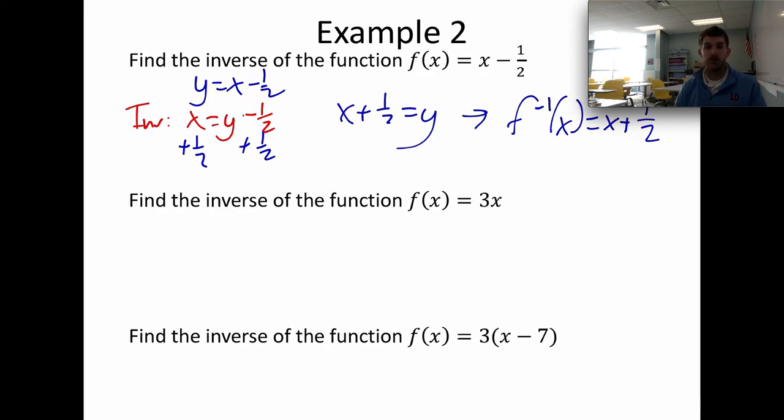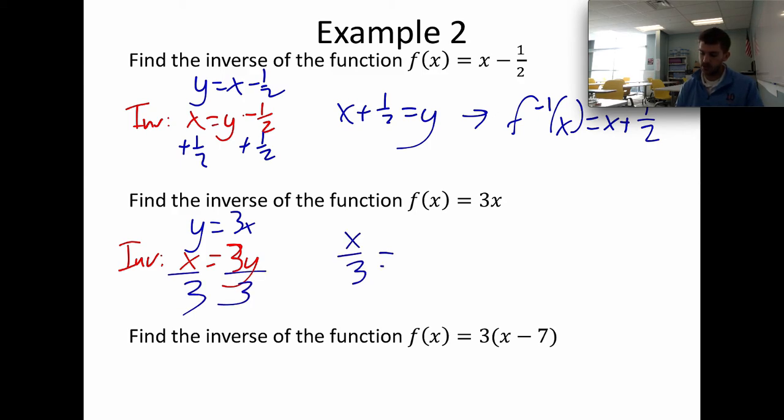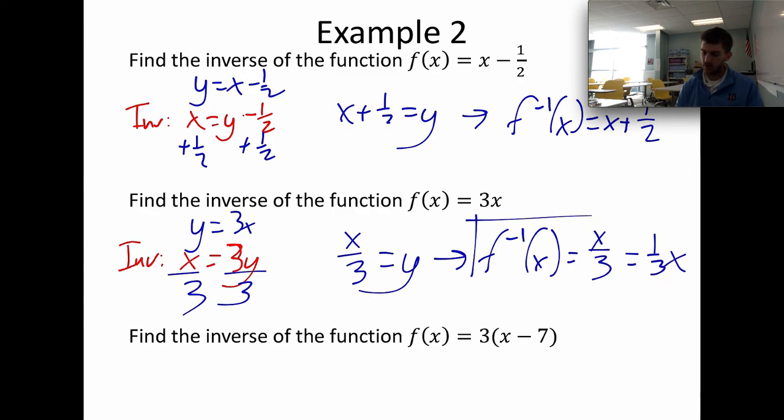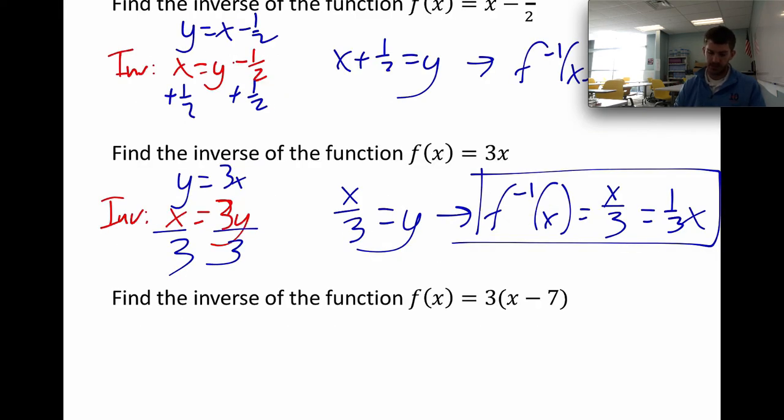Similarly on the next one, if you want to try this one on your own, you can pause the video. But I'm going to start by rewriting it as y equals 3x. And again, for the inverse, we just swap the x and the y. So we have x equals 3y. This one's going to be pretty quick and easy to solve for y. We're going to divide both sides by 3. We end up with x over 3 equals y, or putting it in our inverse notation, f inverse of x equals x over 3. Or if you want to, you could say 1/3 x, thinking about the slope of a linear equation. The last one's going to require a little bit more work, but it's the same process.